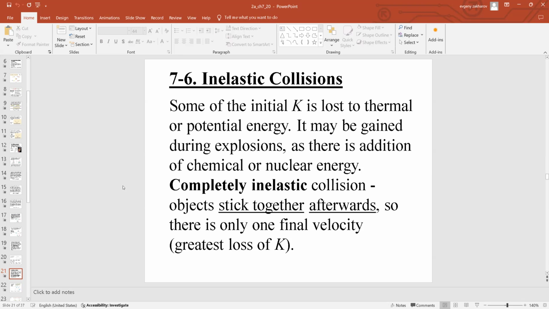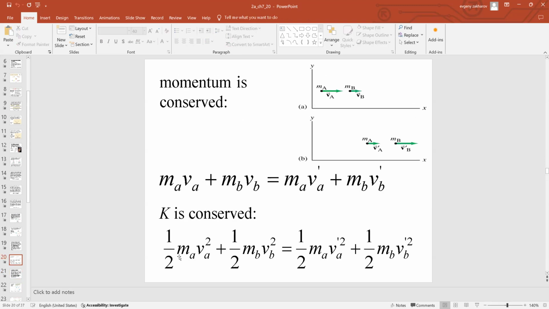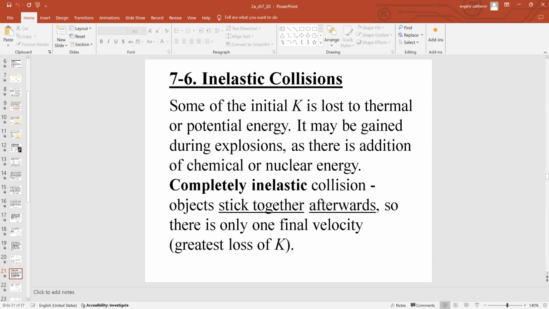Inelastic collisions mean that some of the kinetic energy is lost, and it was converted into thermal energy, or maybe potential energy, maybe sound. So all of that is an option. The point is, you cannot say 1/2 mv squared plus 1/2 mv squared equals 1/2 mv squared plus 1/2 mv squared. You can't say this anymore.